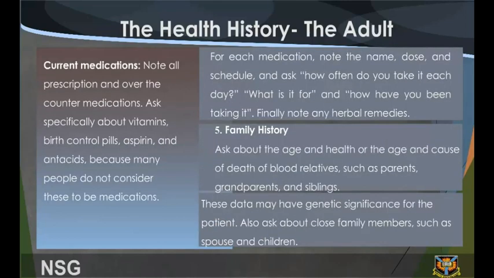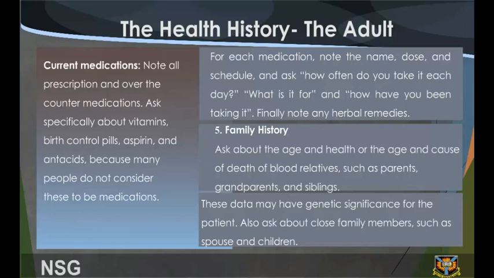Current medications. Note all prescription and over-the-counter medications. Ask specifically about vitamins, birth control pills, aspirin, and antacids, because many people do not consider these to be medications. For each medication, note the name, dose, and schedule, and ask: how often do you take it each day? What is it for, and how have you been taking it? Finally, note any herbal remedies.